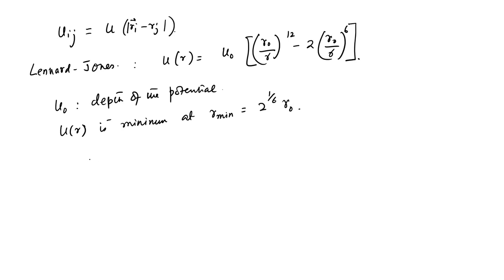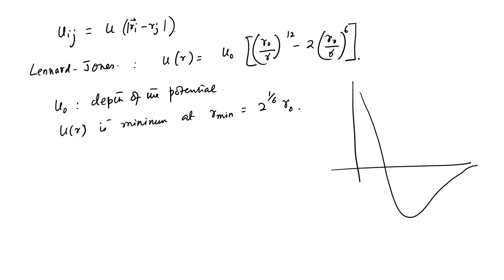So this has a form which looks like, so this is u as a function of r, and so this is 0, and so this becomes strongly repulsive, you know, so this is r0, so that's a minimum, so this is equal to minus u0.